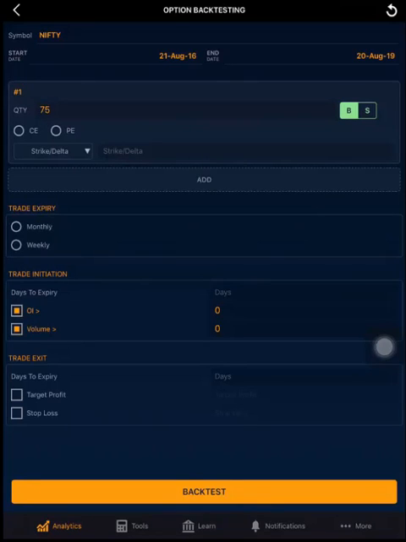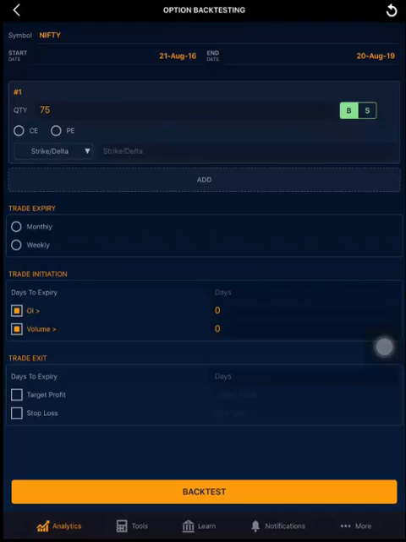You have the start and the end date. By default, we have kept 3 years, but you can go till inception, since when this contract came into the derivative market. In the Indian market, options have existed since 2000 and 2001. You can go back till then and do the complete analysis. Say I'm keeping it only Nifty for the 3 years right now.